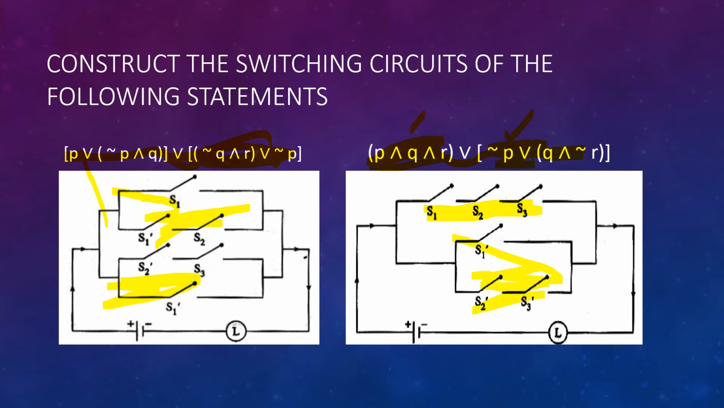Can you see? What is this parallel? Negation P, or it should be Q actually. This should be only S2. Let me correct. This should not be there. This is only S2. Please make the correction. Okay, this is the way we'll draw the switch circuit. This comes for 1 mark each diagram.